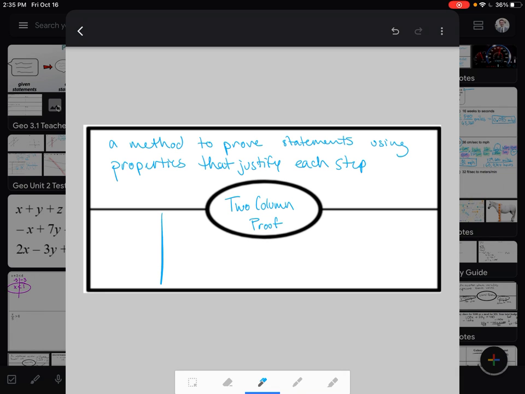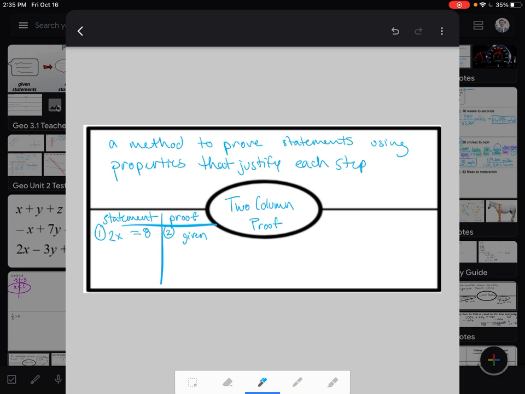So two columns because, you guessed it, it has two columns. On the left side, we have our statement, and on the right side, we have our proof. So for an example like this, 2x equals 8, we start off with this as our first statement. It is given. So they just tell us that. We write the word given to just state the things that we already know. So that's that given statement.